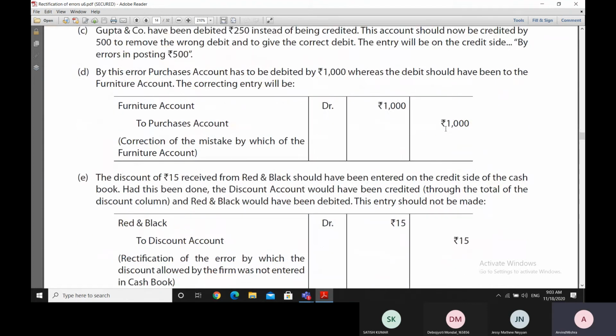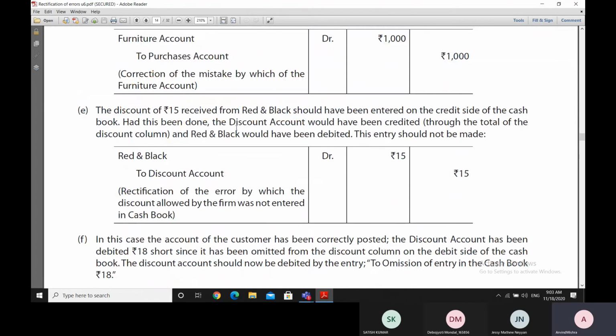So therefore, this is a discount received which was not entered. So now we'll enter it by crediting our discount account. And since we have received this discount from Red and Black, this is an omission entry which is being made now. So now we debit Red and Black for ₹15 and we credit the discount account, because no entry has been made in respect of this discount that was received.